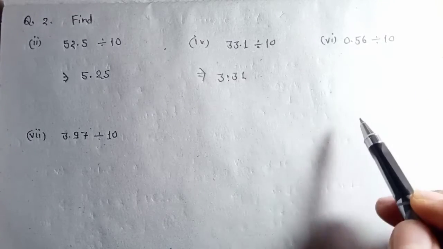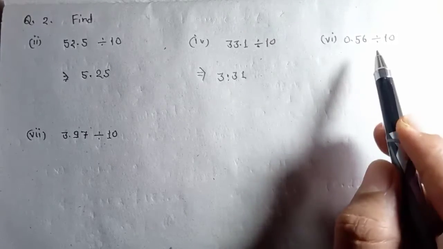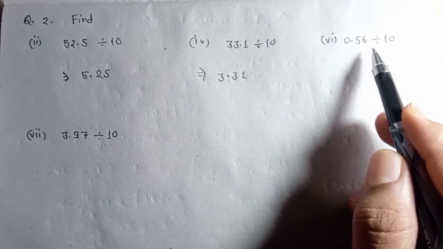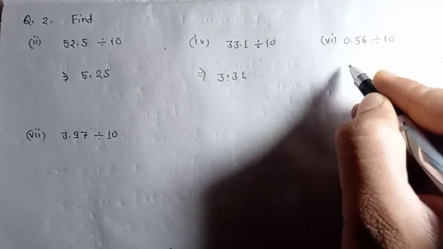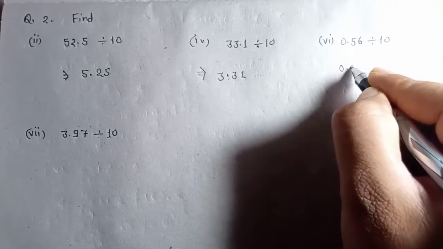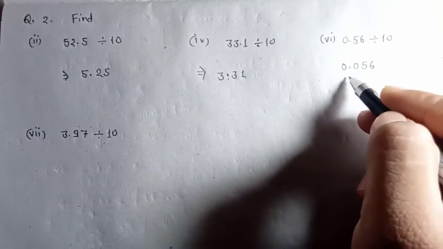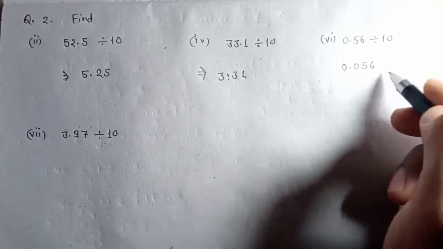When this 0.56 is divided by 10, then this decimal point displaces to the left hand side by one digit because there is 10. So what to do and how to do, because there is not any number, you have to consider 0 there. If there is not any number, consider 0 there. This becomes 0.056. Now you can see this decimal point is displaced one digit to the left hand side, and this is your answer.